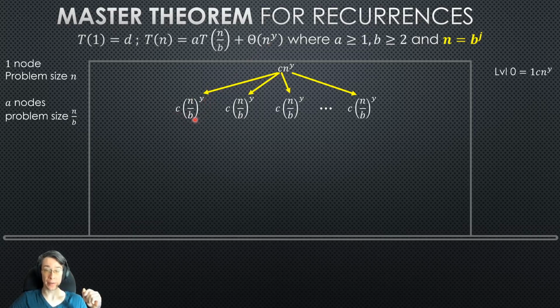Now how many nodes are there? There are a of them. So the total amount of work at this level is a times c times n over b all to the y. Okay, so here's our total work at level 1. This is level 0, this is level 1.